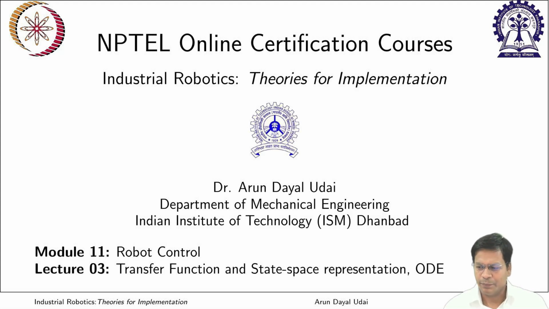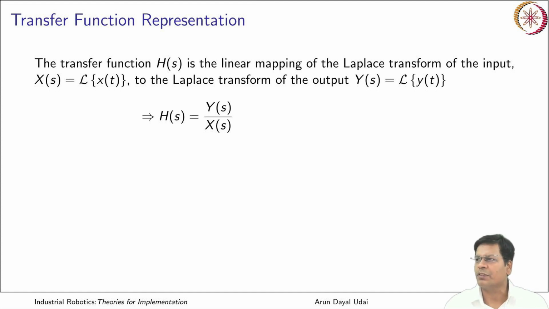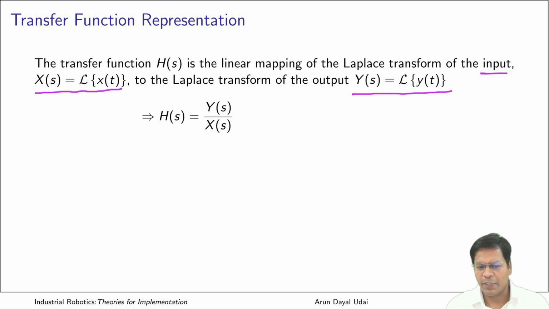Okay, so let us start. Let us look at the transfer function representation first. The transfer function H(s) is a linear mapping of the Laplace transform of the input, that is X(s), to the Laplace transform of the output, that is Y(s). Y(s) is the Laplace transform of y, a function of time. Similarly, X(s) is the Laplace transform of the input function x(t). So the transfer function is defined as Y(s) by X(s), the output Laplace over the input Laplace.